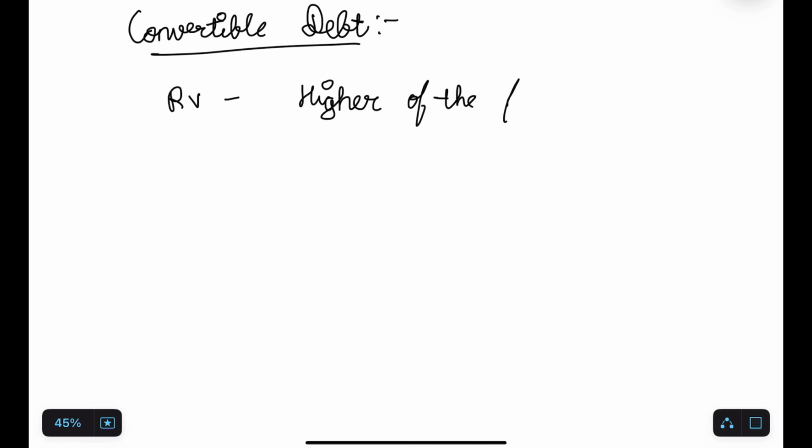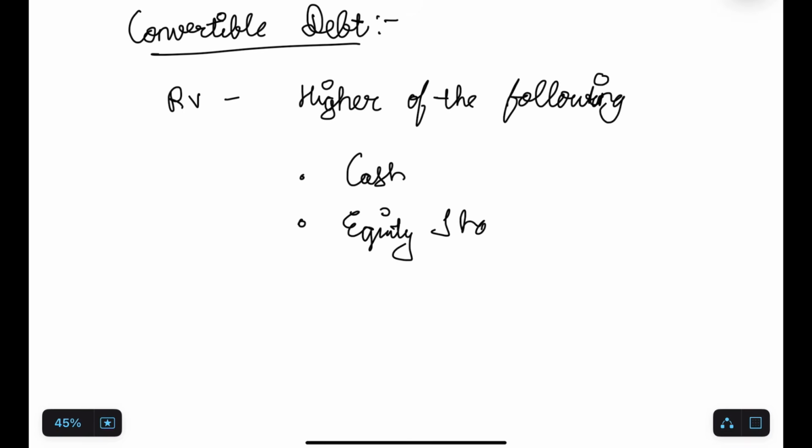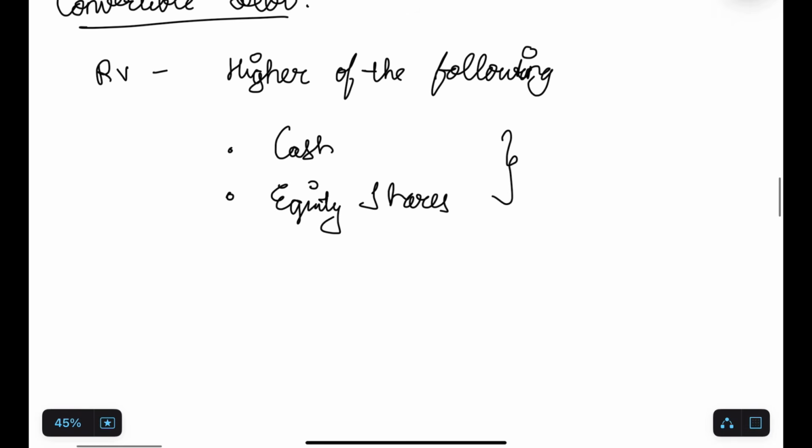We would take the higher option, the option with maximum value. So the first option would be cash. We take cash as we used to do. Normally, we would redeem our debenture and take cash of equivalent value, or we take equity shares of the value provided by the company. So we have two options: to take cash or to take equity shares. It is very normal that a rational investor would choose the higher of the two. So we would take the redeemable value as the higher of the two.